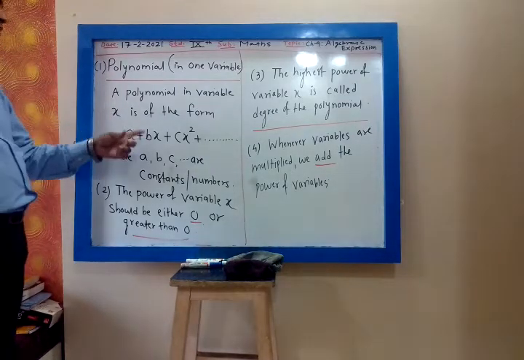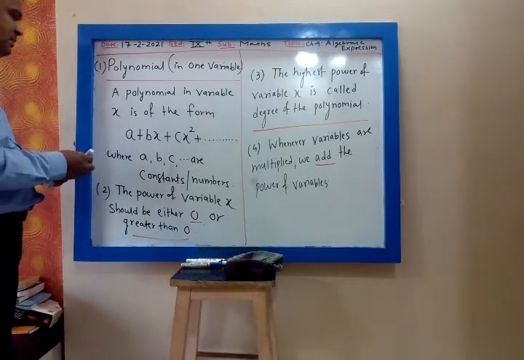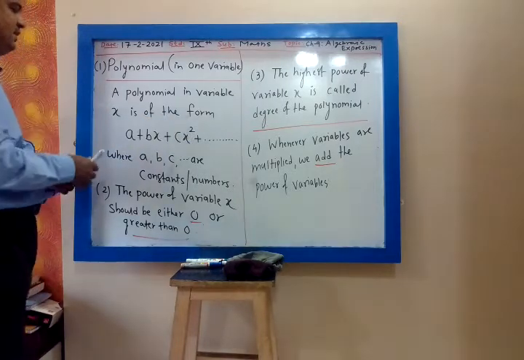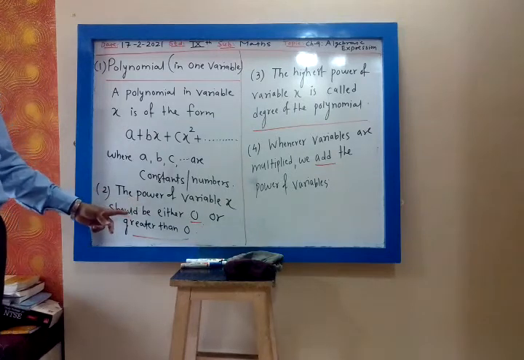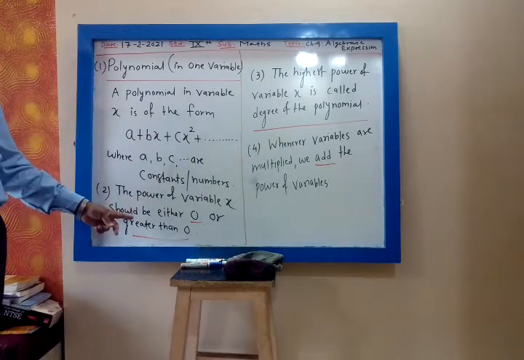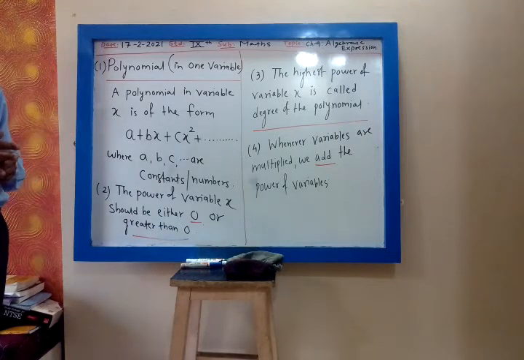So any polynomial is of the form a plus bx plus cx square plus dash dash dash, where a, b, c are constant. The power of variable x should be either 0 or greater than 0. The power of x should not be negative. In polynomial, the power of variable x should be either 0 or greater than 0. It should not be negative.